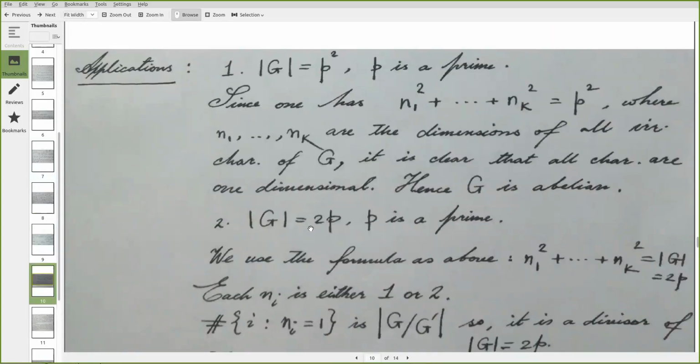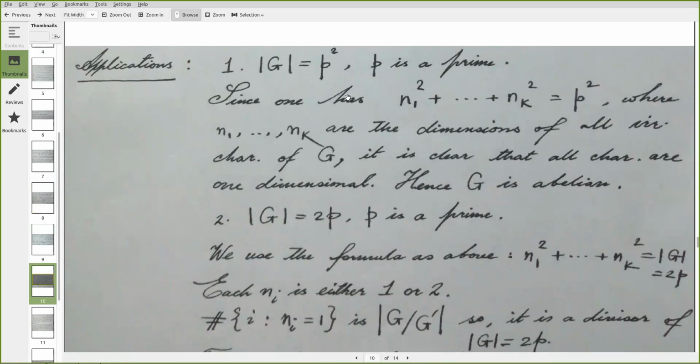The first application is an easy one. Let p be a prime and G be a group of order p squared. So we have this formula, where the Ni's are the dimensions of the distinct irreducible representations. Now you see that each Ni, due to the dimension theorem, will be 1, p, or p squared.